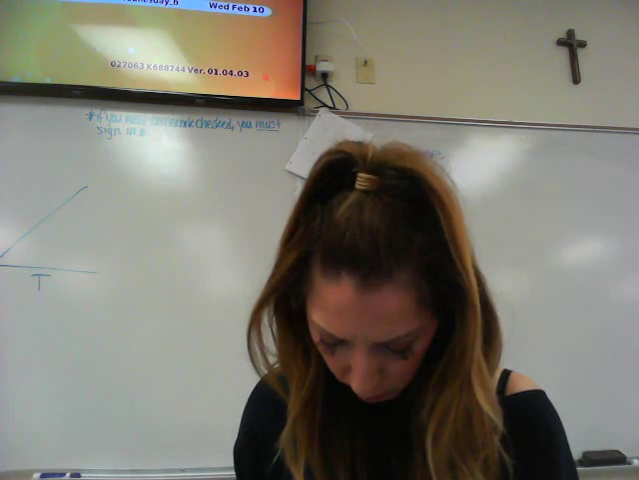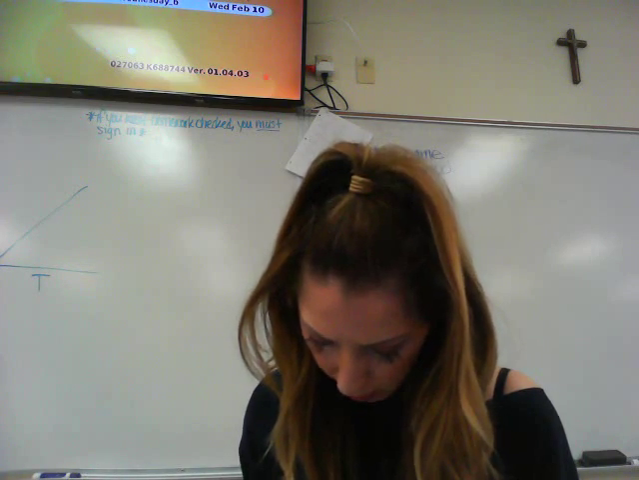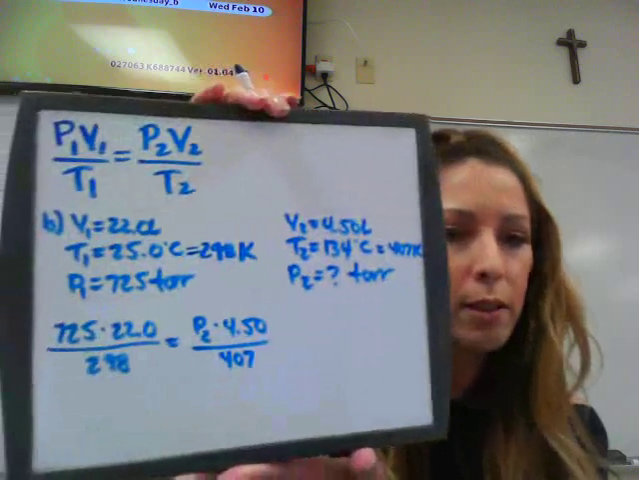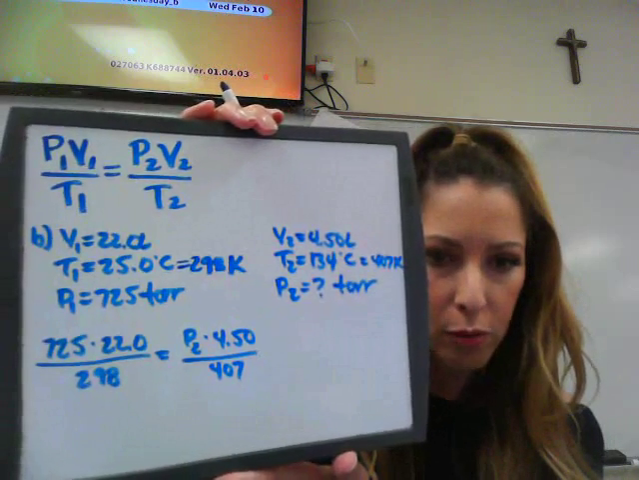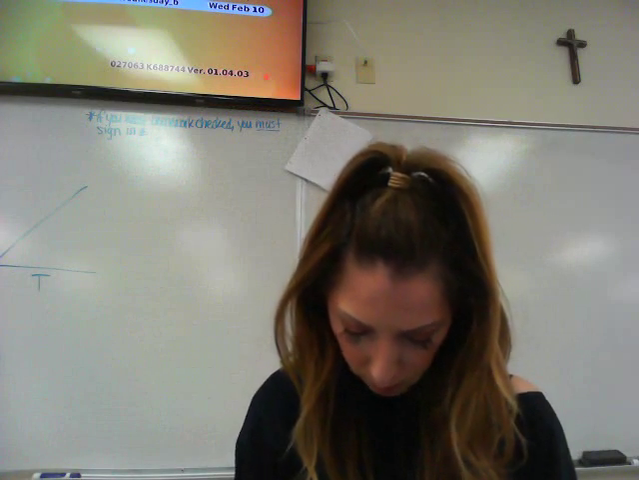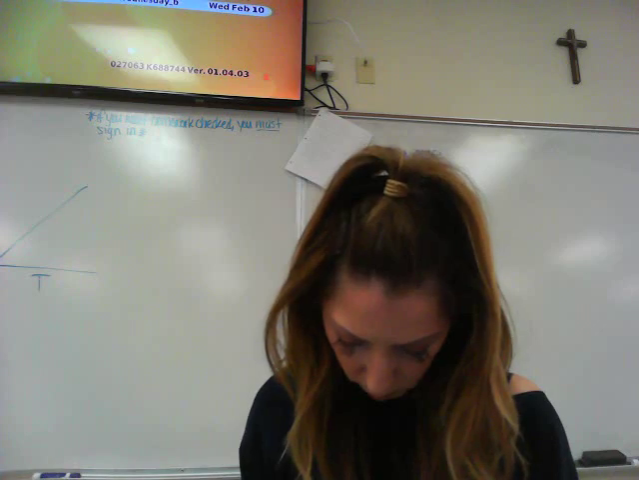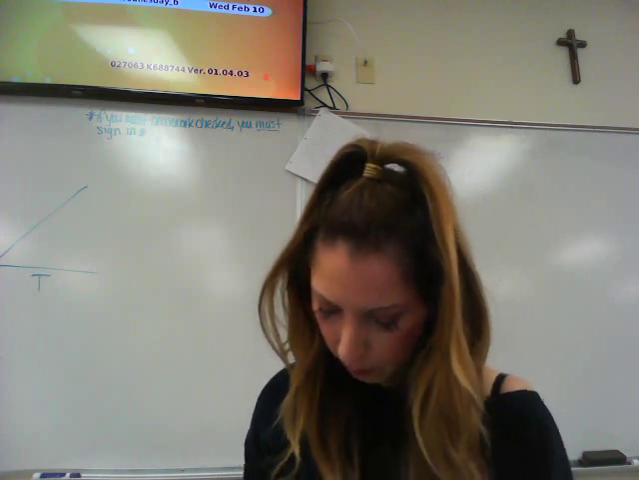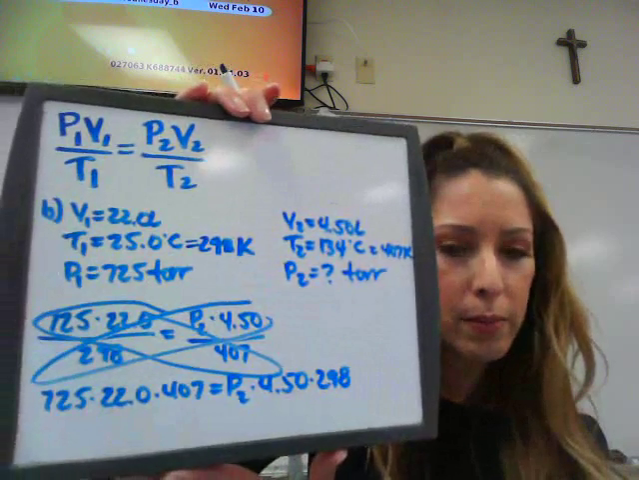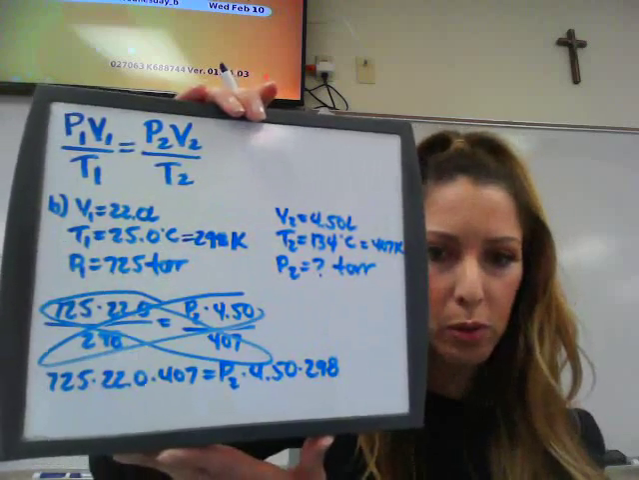So it's 725 times 22 divided by 298 equals P2 times 4.50 divided by 407, like this. You want to cross multiply to solve for P2. So you're going to get it set up like this. And then we're going to divide by 4.50 times 298 on both sides.